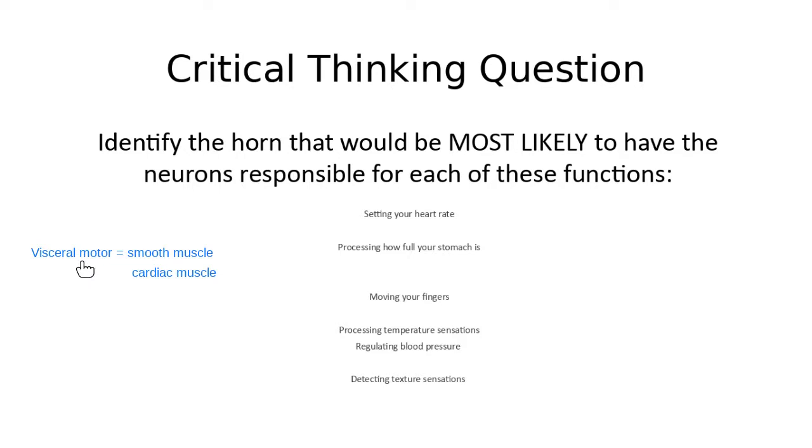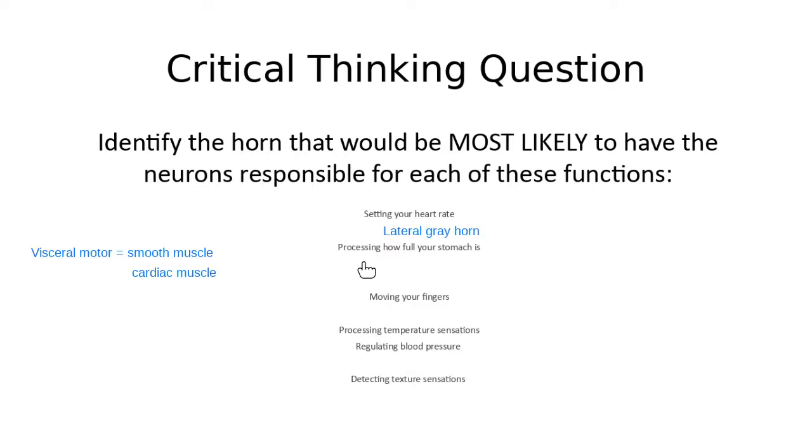Do we remember which part of the spinal cord visceral motor neurons live in? Where do visceral motor neurons live? Yeah, they were the ones in the lateral gray horn. So the ones that live on the lateral side are the ones that would do functions like setting your heart rate, controlling the contraction of your cardiac muscle.